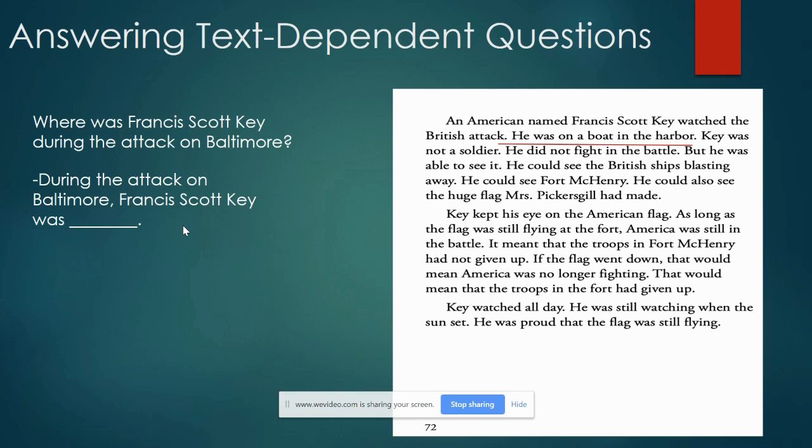Now, when I go back into the text, I see a key line of evidence that gives us that answer. An American named Francis Scott Key watched the British attack. He was on a boat in the harbor. Because we found that evidence, now we can answer our question. During the attack on Baltimore, Francis Scott Key was on a boat in the harbor. If you got that one right, give yourself a pat, pat, pat on the back, back, back.